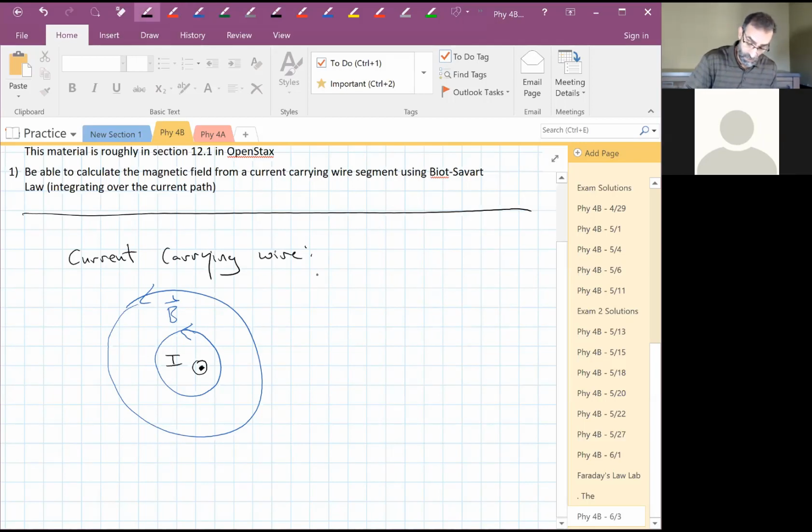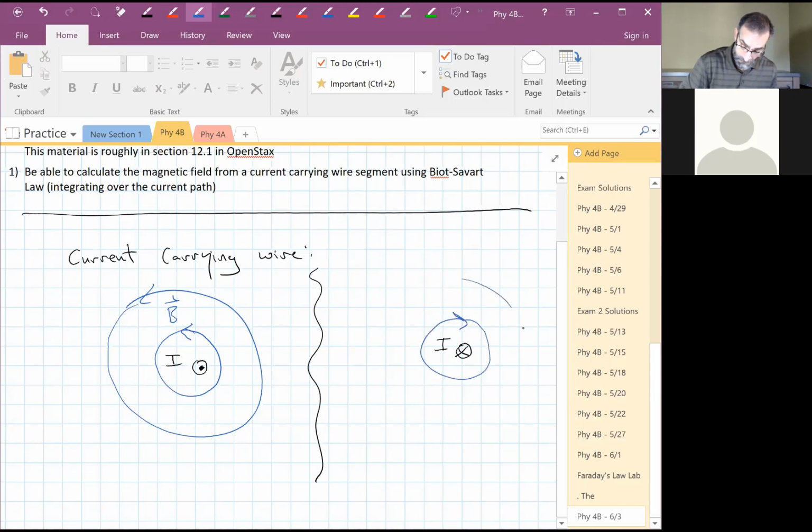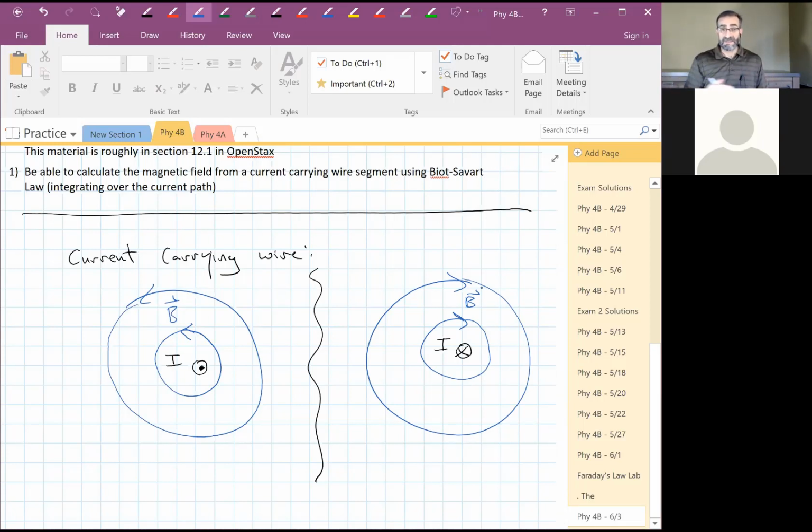And if I, of course, reverse the direction, current into the page, put my thumb in the direction of the current into the page, and my fingers curl around that wire in the clockwise direction. And as we move away from that wire, the magnetic field drops off. We'll see it drops off as 1 over R. We'll see that today.